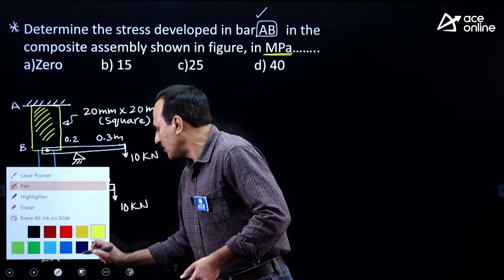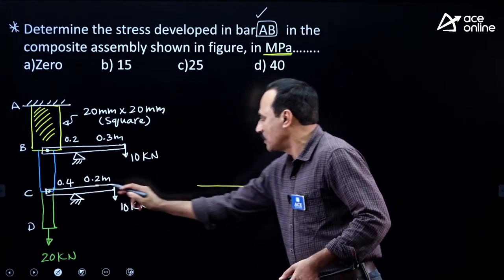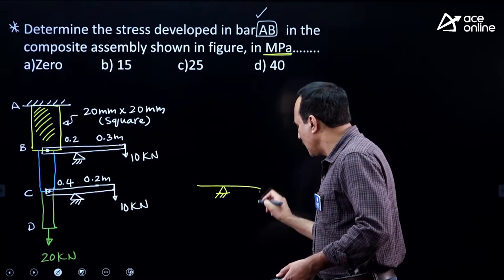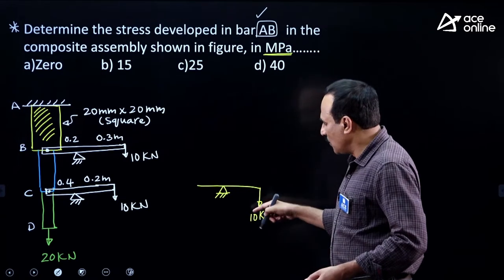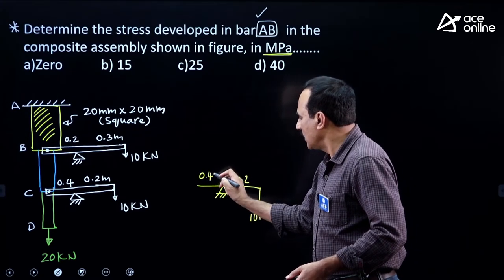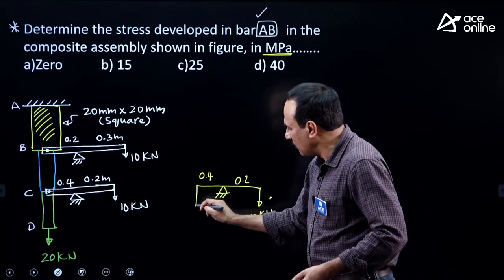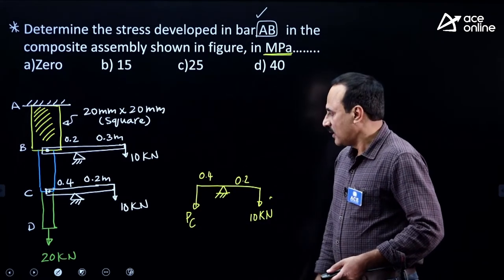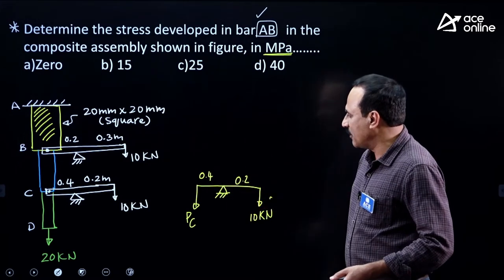If you want, you can take the free body diagrams. I'll take the free body diagram of this member. So this is our sharp edge or knife edge. You have a point load of 10 kilonewton here. So this is 0.2 meter, this is 0.4 meter. This is action. The reaction here will be like this. This is load acting at C.